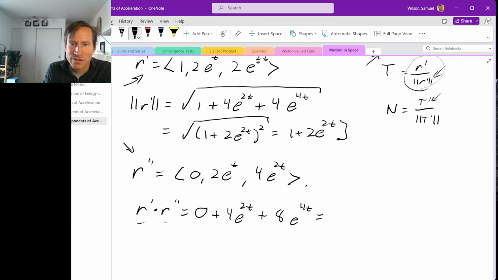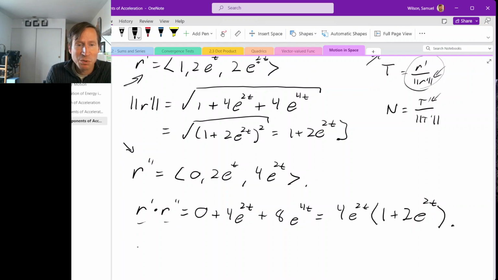Okay, so there's r prime dot r double prime. Actually, I should factor out everything I can. So this is 4e to the 2t times 1 plus 2e to the 2t. I think that's right. That looks good. So there's r prime dot r double prime. I'm also going to need r prime cross r double prime.